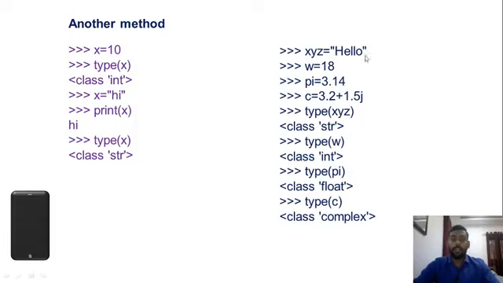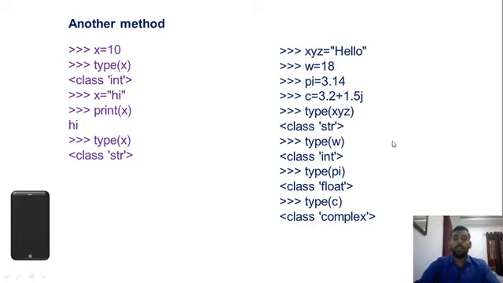Then we have xyz equal to "hello", w equal to 18, pi equal to 3.14, then c equal to 3.2 plus 1.5j. Then type of xyz, that is hello, so str. Type of w stores an integer value, so it shows class int. Type of pi is a floating point value, 3.14, so it prints class float. And finally c equal to 3.2 plus 1.5j is a complex number, so type of c gives class complex.